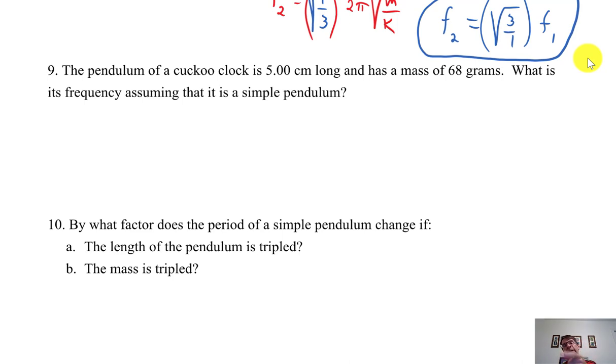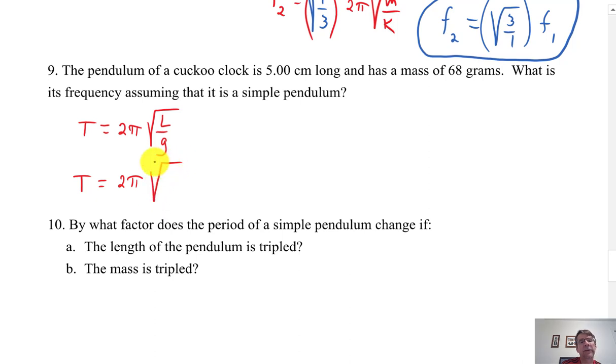And then the 68 grams, we don't want grams, but mass doesn't matter anyway. But if it did, we'd have to pay attention to that. We're going to plug in T equals 2 pi times the square root of L over g. So let's practice. 2 pi. We're assuming that the length they gave us is to the center of mass of the heavy weight at the bottom of that pendulum.